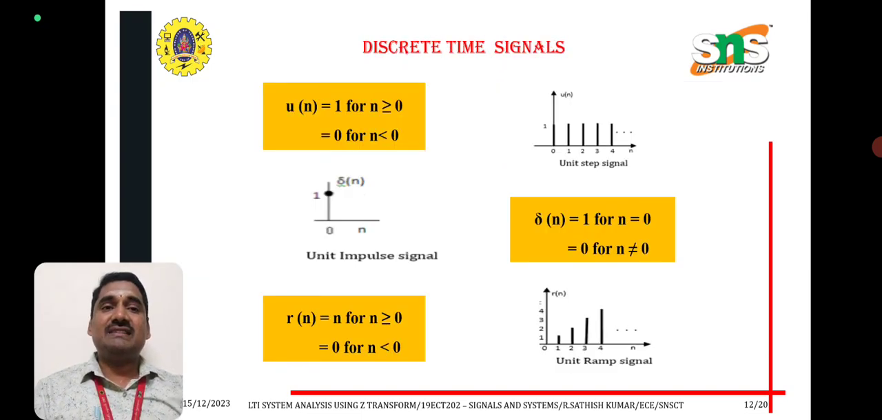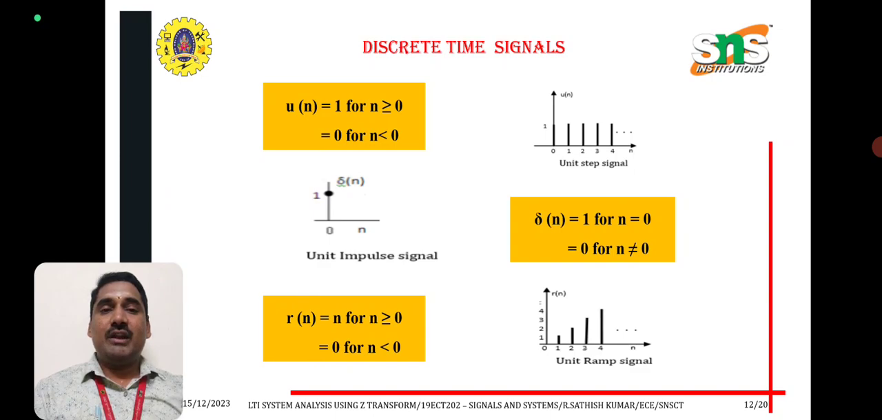These are the basic discrete time signals. First one is the unit step signal. U of n is equal to 1 for n greater than or equal to 0, and 0 for n less than 0. This is the graphical representation of the unit step signal. It has an amplitude of 1 for all the positive values of the independent variable. Del of n, the unit impulse signal, is defined as del of n is equal to 1 for n is equal to 0, and 0 for n not equal to 0.